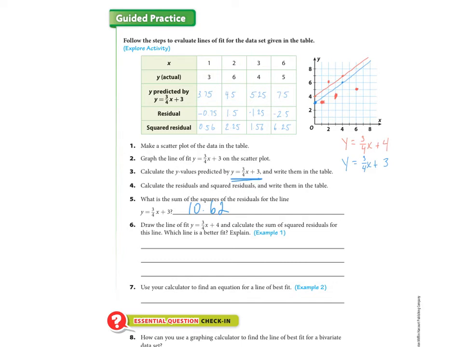Okay, welcome back. So you'll see I've got the table filled in there, so you can take a look at that to get all your values. If I sum the square of the residuals, right, so that last row, I get 10.62. Question 6 wants me to draw a line of best fit, 3/4 x plus 4. So I drew that in red, right, and then as well, I labeled the other line in blue, the 3/4 x plus 3. That's what we originally had. Then I need to calculate the sum of the squared residuals for this line. Which line is a better fit?